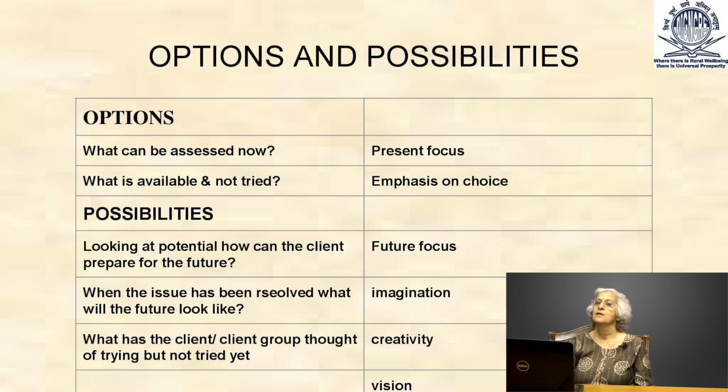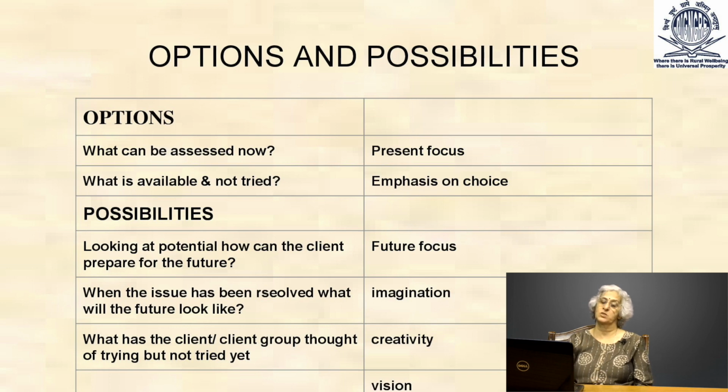The third aspect in the ROPES model is P. P stands for possibilities. So what questions do you think we would be asking if we are trying to understand the possibilities? We are trying to look at the potential, how the client can be helped for the future. So when the issue has been resolved, what will the future look like? So what are the possibilities? And what has the client or the client group thought of trying but not tried yet? Again it talks of possibilities.